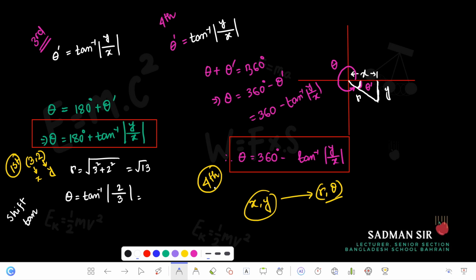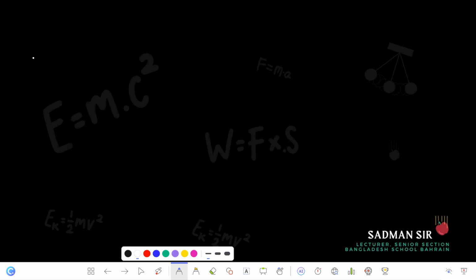Now let us try to solve for the second quadrant. In the second quadrant, you will see, as we have to travel in the negative direction of the x-axis, the value of x will be negative and the value of y will be positive. Now for r, it's the same. Okay, for r there is nothing to worry. We will put the value as it is and the answer will be root 13 again, because whenever you do square, the minus vanishes.